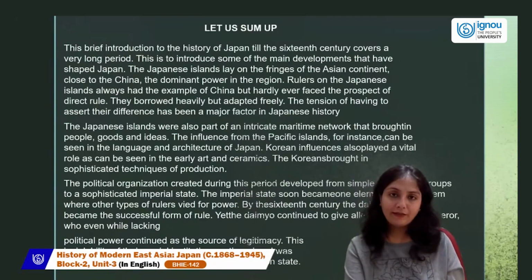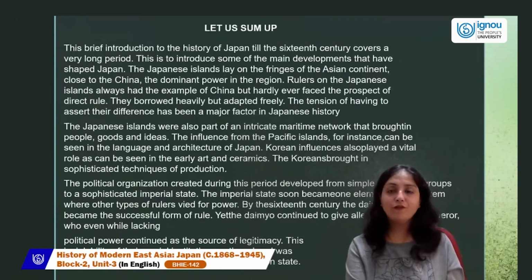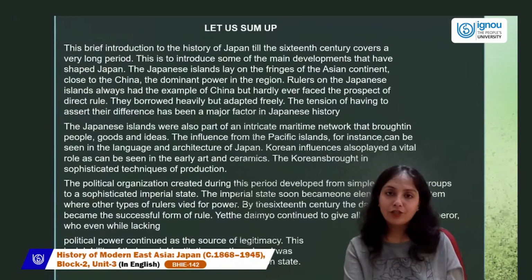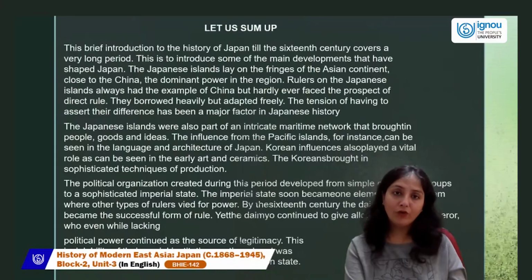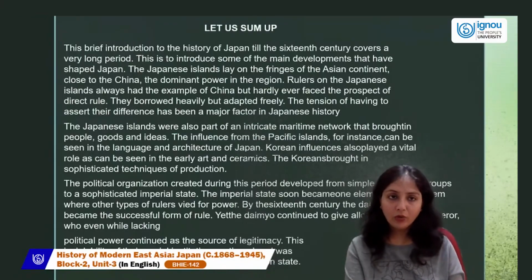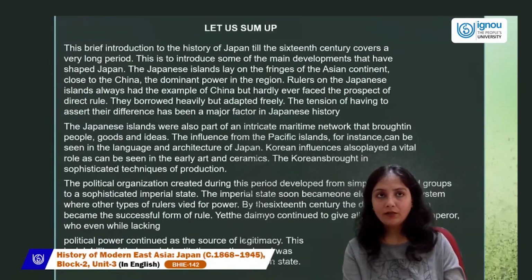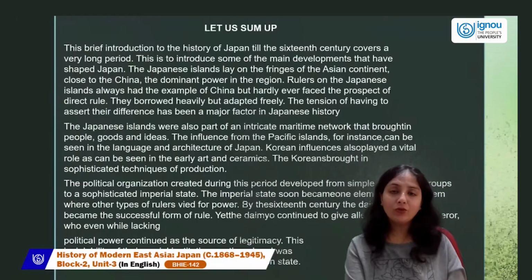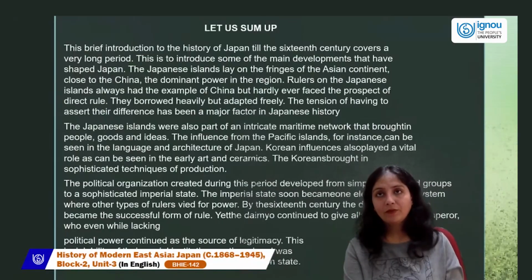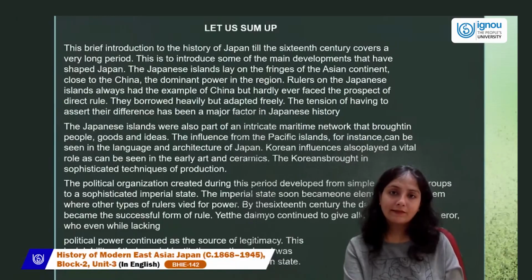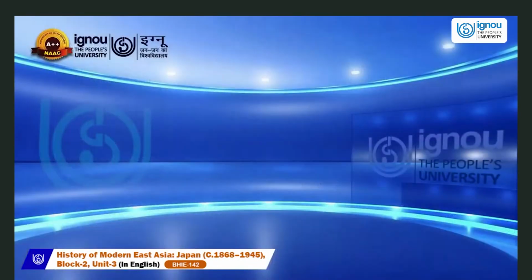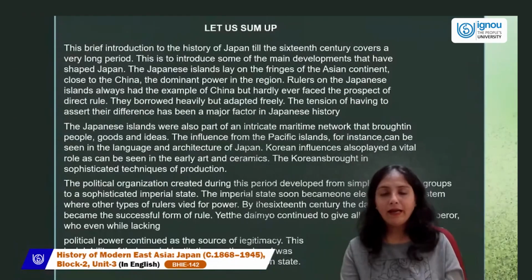We have studied in this unit so many things: the history of Japan, the geographical condition of Japan, the condition of the daimyo, the foraging period, and how the samurai and the warrior class played a very important role in the history of Japan. Now, in our next unit, we will continue with the history of Japan and study the political condition, social condition, and so on.